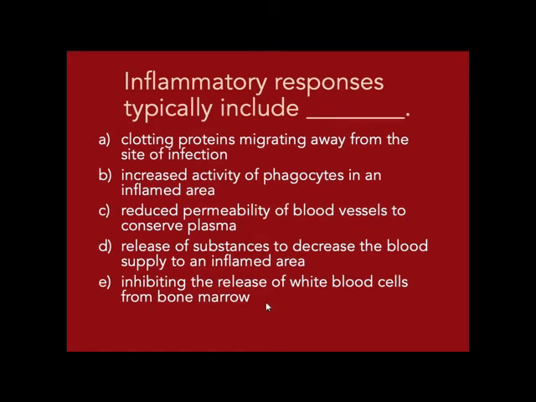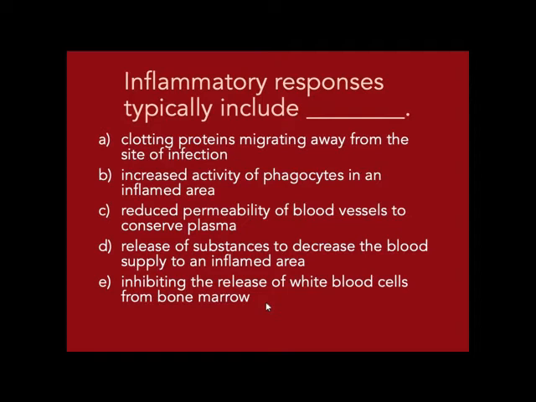All right, so inflammatory responses typically include, which ones of these? Clotting proteins migrating away from the site of infection? No, that's the wrong direction. Yeah, they should be going towards it, right? Increased activity of phagocytes in an inflamed area? That sounds okay. Reduced permeability of blood vessels to conserve plasma? No, that's not it. They're becoming more permeable.